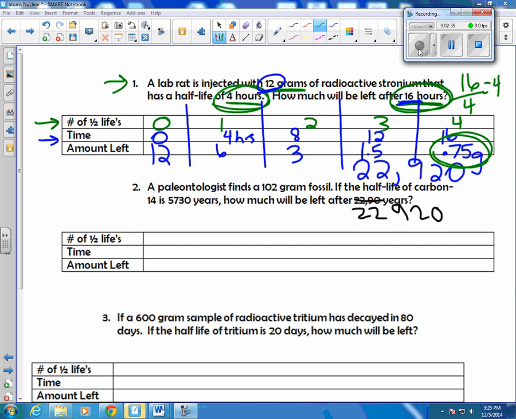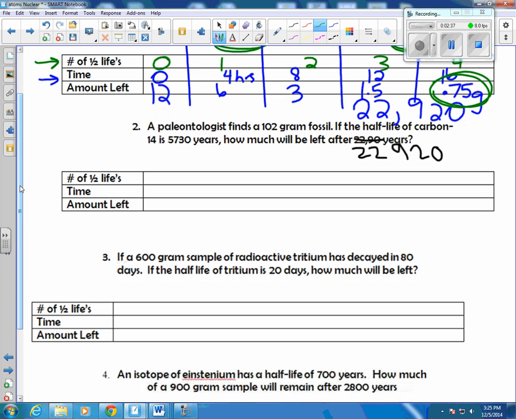All right, moving on to number 2. Now remember, number 2, there was a typo. Cross out that number you have. It should be 22,920. This is our total amount of time. Our half-life is 5,730 years. Looks a little bit scary, but it's the exact same thing.